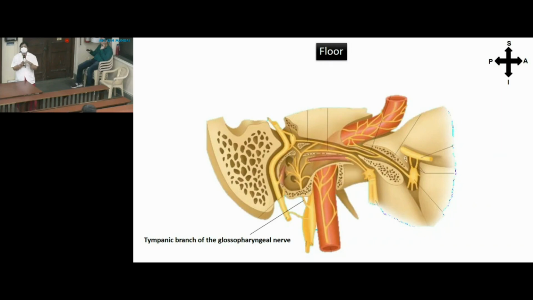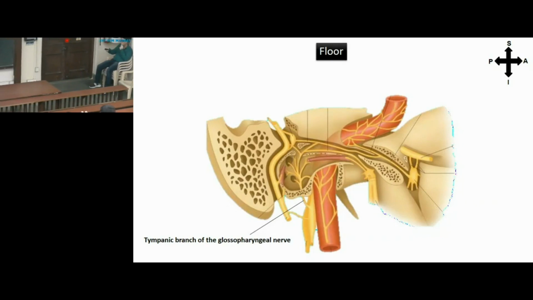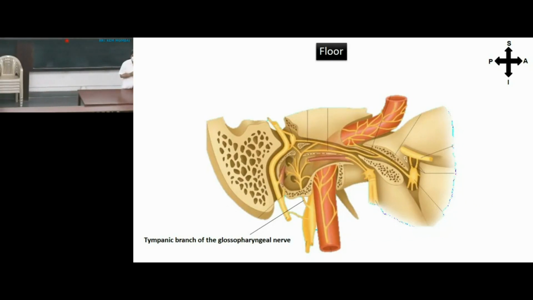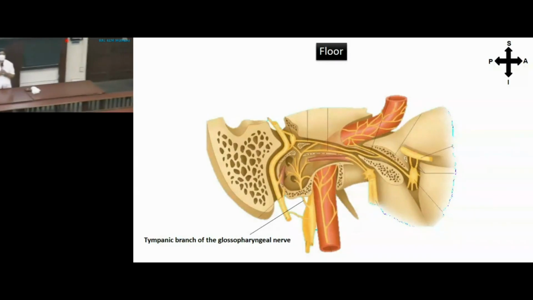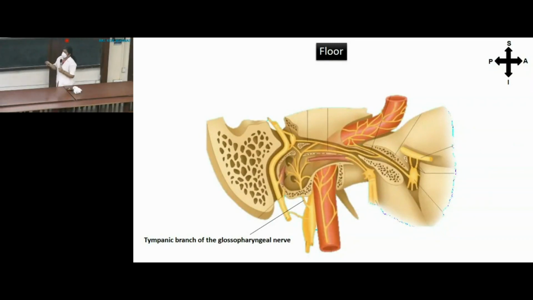Then it leaves the middle cranial fossa through which foramen? Yes, foramen ovale is correct. It enters which region? It has to enter some region to supply the parotid gland, correct? So which region is it? Temporal fossa? Infratemporal fossa, correct. So this lesser petrosal nerve leaves the middle cranial fossa through the foramen ovale into the infratemporal fossa, and what happens to it then? It relays in the otic ganglion, and from the otic ganglion, postganglionic fibers will innervate the parotid gland. So remember this tympanic branch of the glossopharyngeal nerve, which is present along the floor of the middle ear cavity along with the superior bulb of the internal jugular vein.